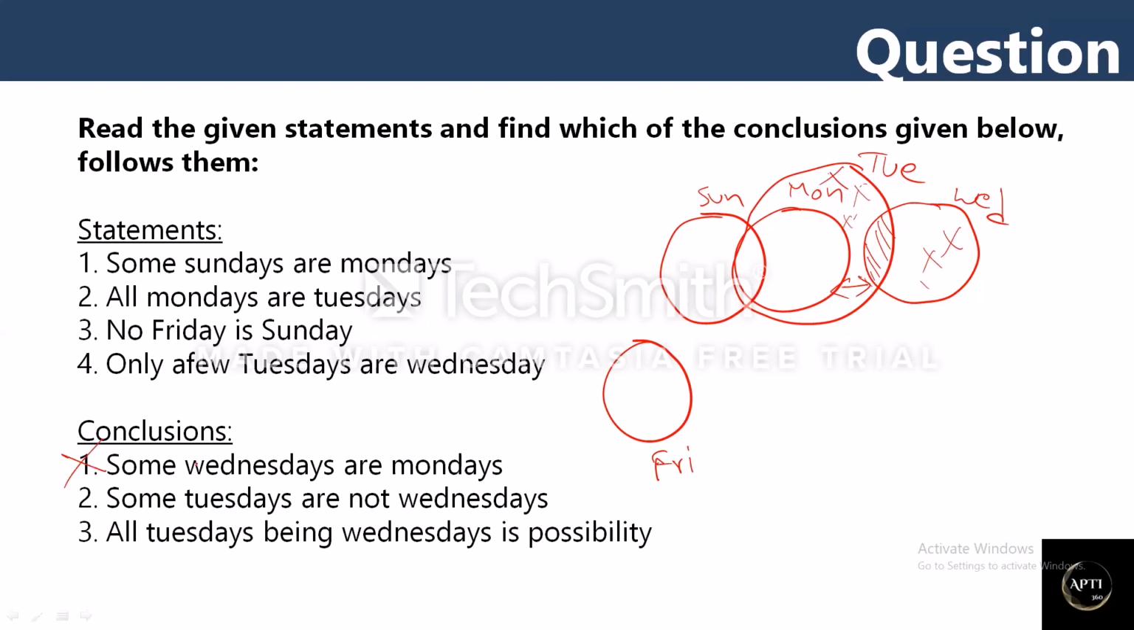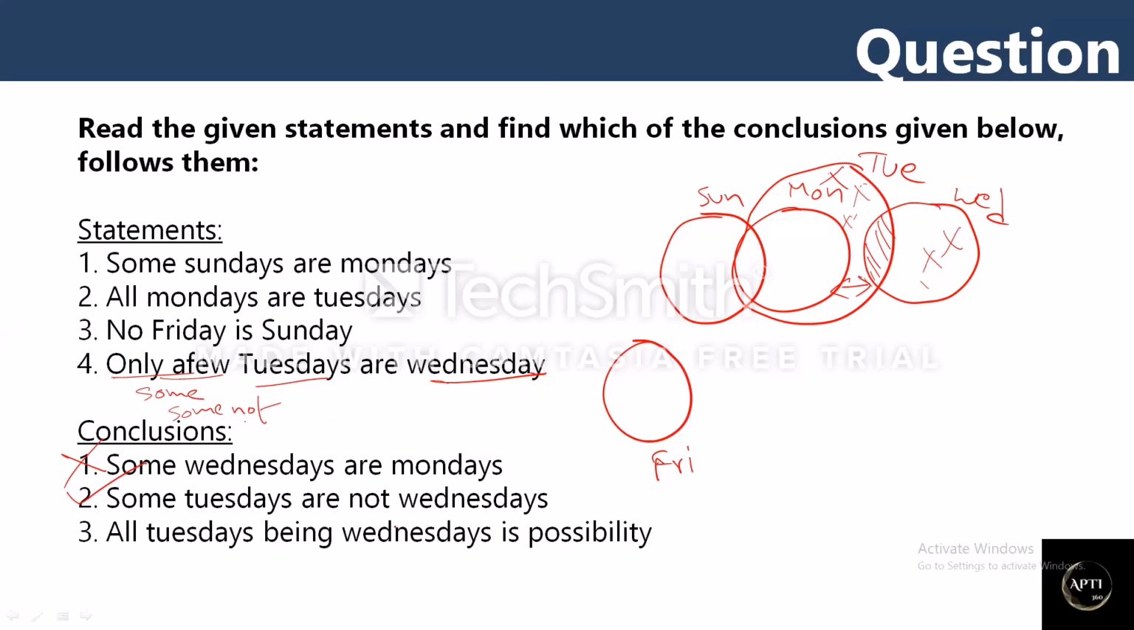Next, what is the second conclusion? Some Tuesdays are not Wednesdays. Can I say that this statement is correct? Yes, because only a few Tuesdays are Wednesdays means, if I want to replace the fourth statement, in place of only a few, I can write some and some not. Some Tuesdays are Wednesdays is correct. Some Tuesdays are not Wednesdays is also correct. Here the direct conclusion given is some Tuesdays are not Wednesdays. Remember this, only a few means some and some not. That's it, direct statement.